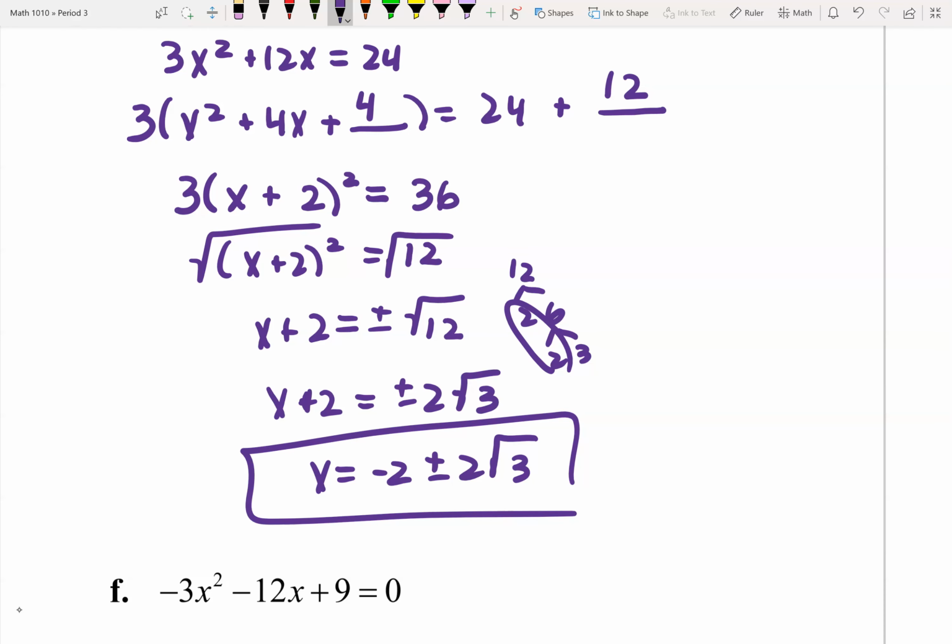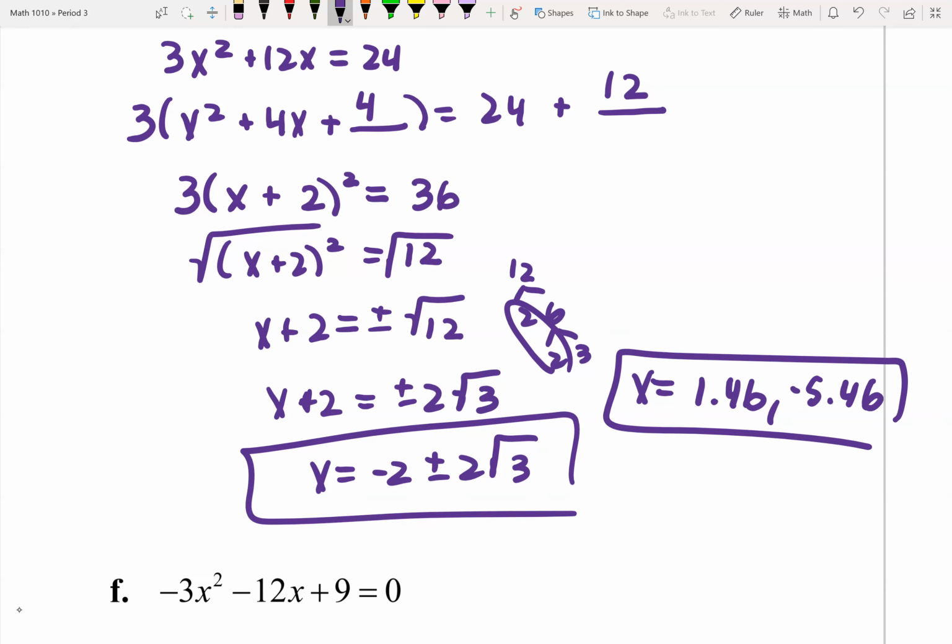Okay, grab your calculator, guys. Negative 2 plus, second, x squared, 3, close it, enter. 2 digits is 1.46. Now go up, right, negative, enter, and I get negative 5.46. Those are my estimations, my approximations, and the one with the square root is the exact answer.